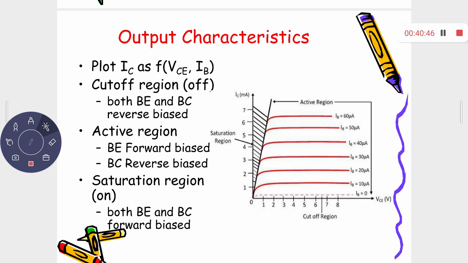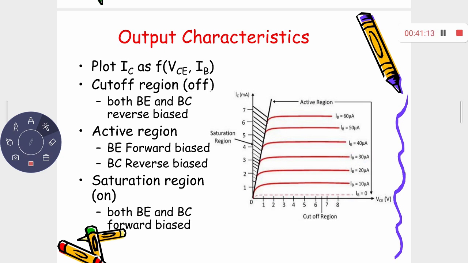Suppose IB is equal to 20 microampere. You have some collector current. Here VCE voltage is increased from, say, 1 volt to 8 volt. This is drawn for IB equal to 20 microampere. Now here IB is equal to 30 microampere.